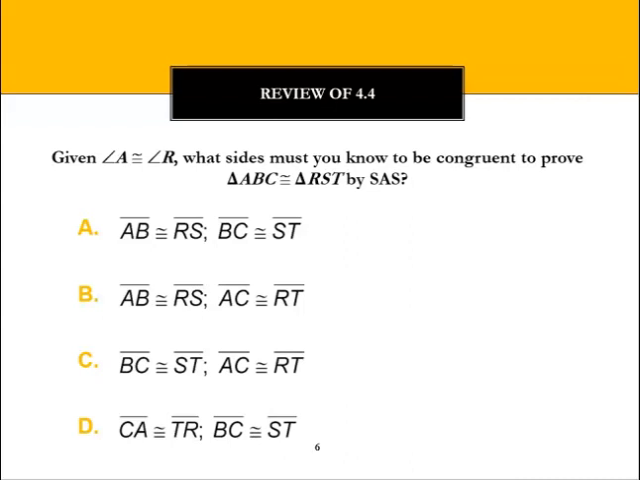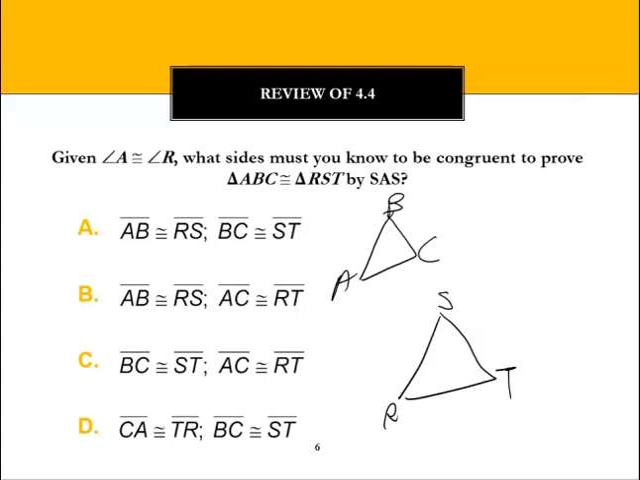All right, so this one, if given that A is congruent to R, what sides must you know to be congruent to prove triangle ABC to RST by SAS? So I'm going to sketch the triangle ABC and the triangle RST. And so with that, we know that A is congruent to R. And so we would need AB to RS. So that takes out answers C and D. And we would need to know also that AC to RT. So this is answer B.